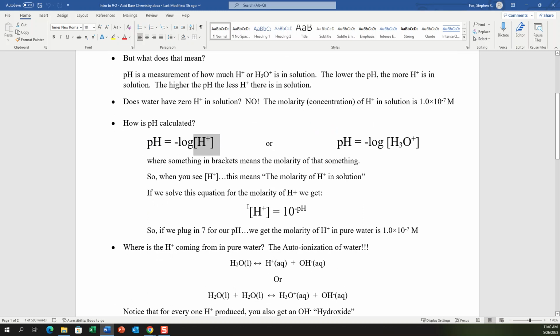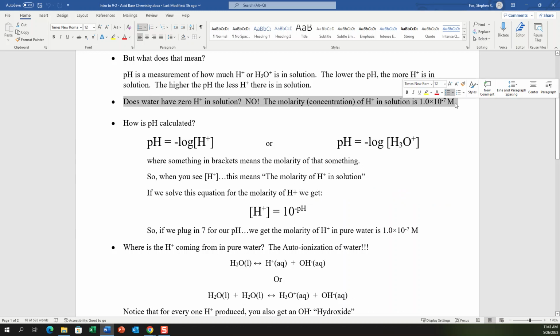If we do that, this is how the equation would rearrange. So this is how you take this equation and rearrange it to isolate the molarity of H plus. And that says the H plus molarity of a solution, or you could replace H plus with hydronium, the hydronium concentration of a solution is equal to 10 raised to the negative pH. So if your pH measurement is 7, 10 to the negative 7 is the molarity of your H plus. So what we just figured out is that in pure water, there's not 0 H plus, there's actually 1.0 times 10 to the negative 7 moles per liter of H plus.